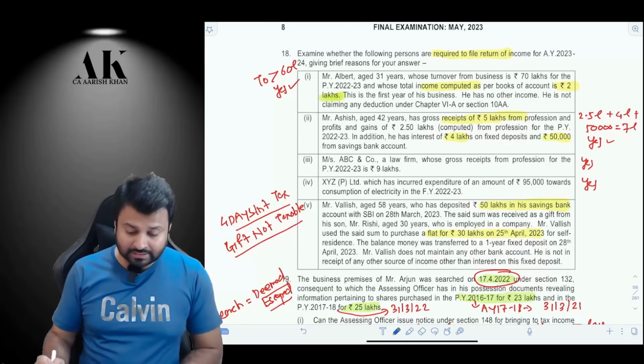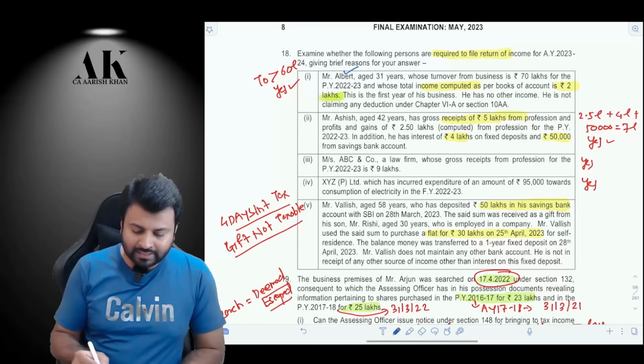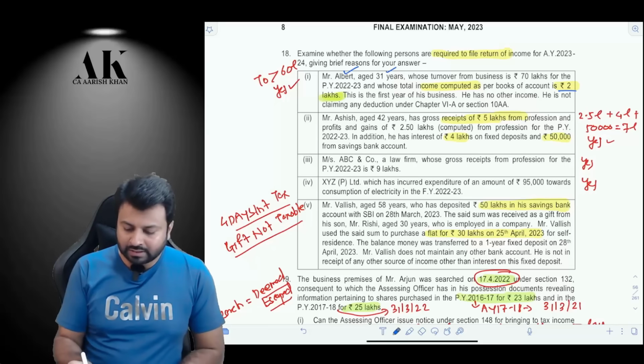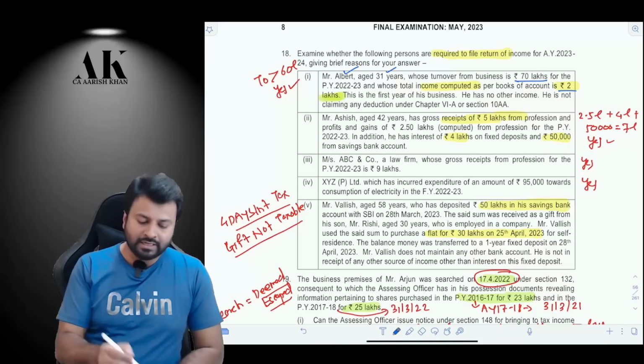So let's see whether the assessee is liable to file the return or not. Mr. Albert is there. His age is 31 years and his total income is just 2 lakh rupees. So by default, he is not liable to file the return. But because his turnover of business is more than 60 lakh rupees, he is liable to file the return.